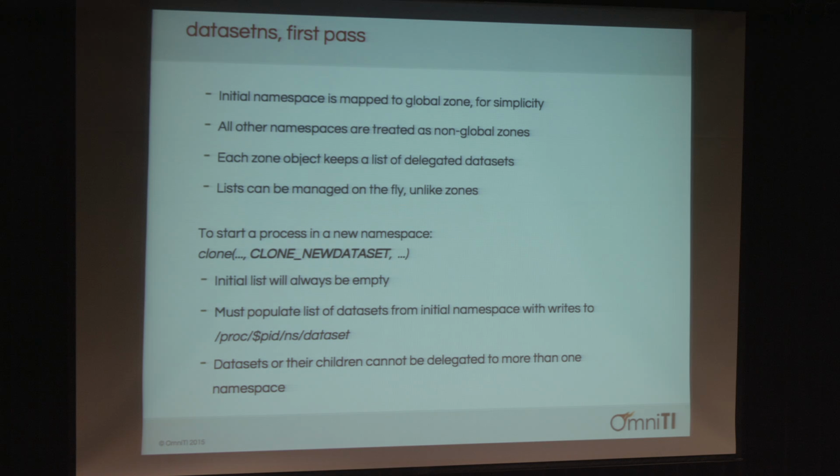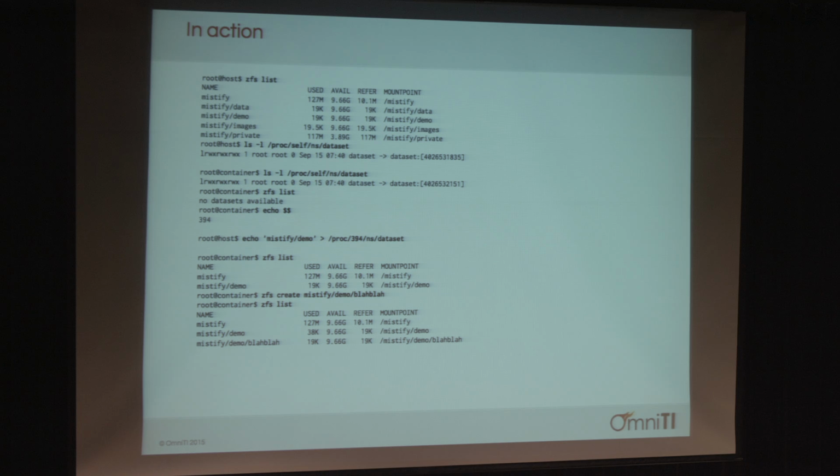The other part is we're still limited to a mapping of one-to-one dataset to namespace here, and we have to actually check if any of their children are delegated and not allow that. So the first pass looks like this.